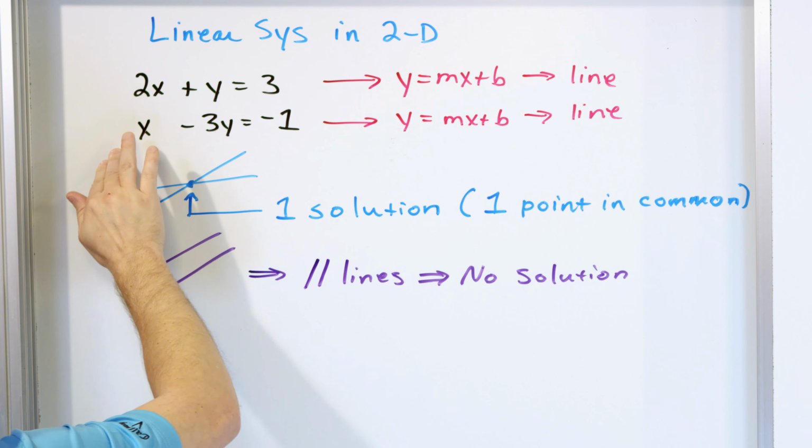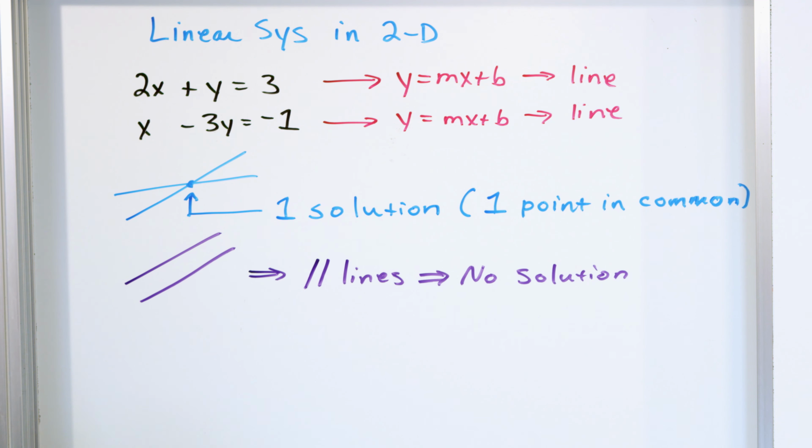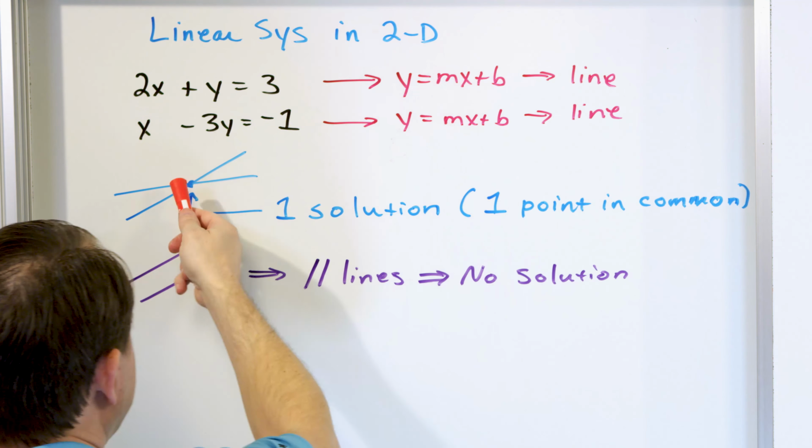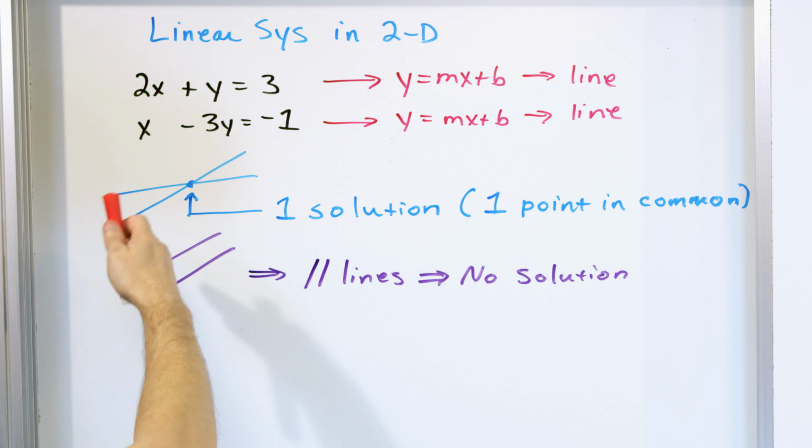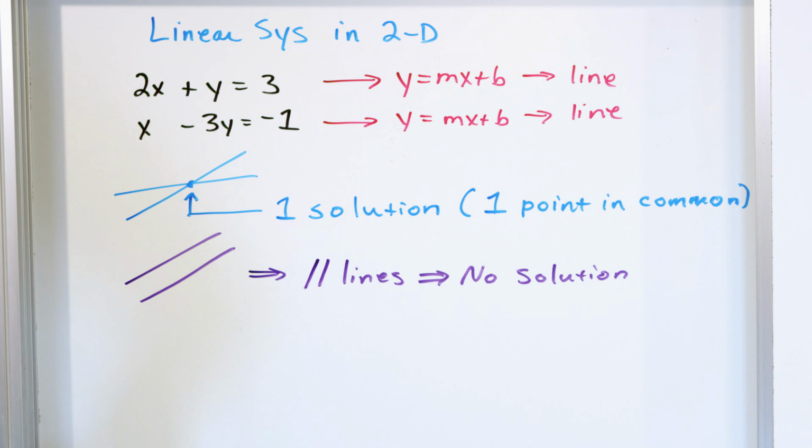We need two equations. We have two variables. We know how to solve these systems. All right, and first we solved them by graphing, and then we solved them by substitution, and we solved them by what we called addition.